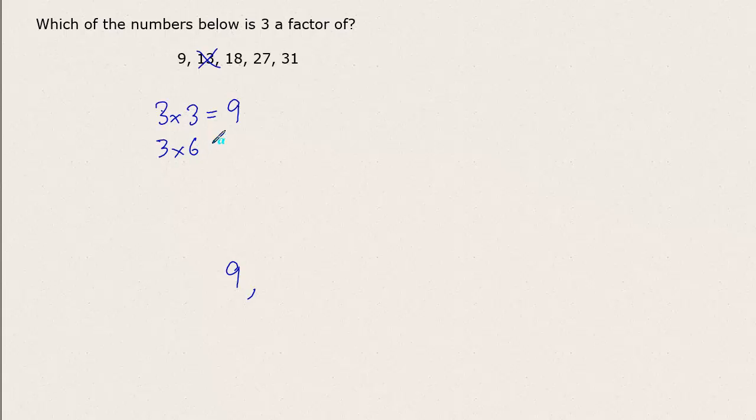3 times 6 is equal to 18. So 18 is a number which has 3 as a factor. 9 times 3, or 3 times 9, gives us 27. So 27 is a number which has 3 as a factor. But 31 is not in the 3 times table. So 9, 18, and 27.